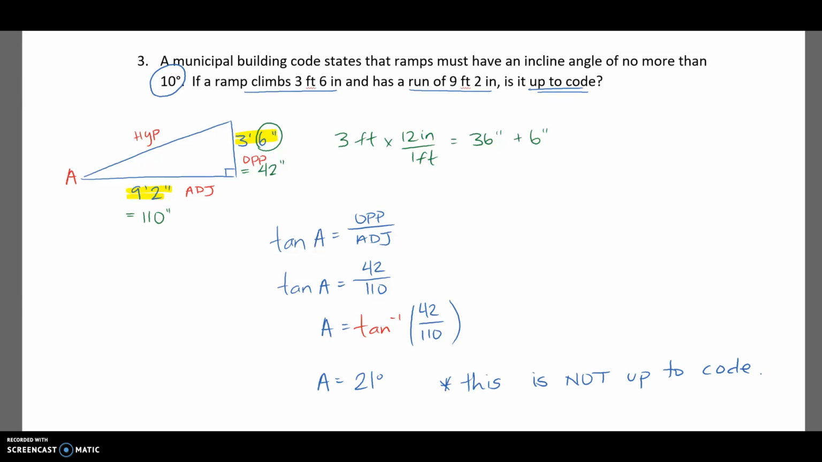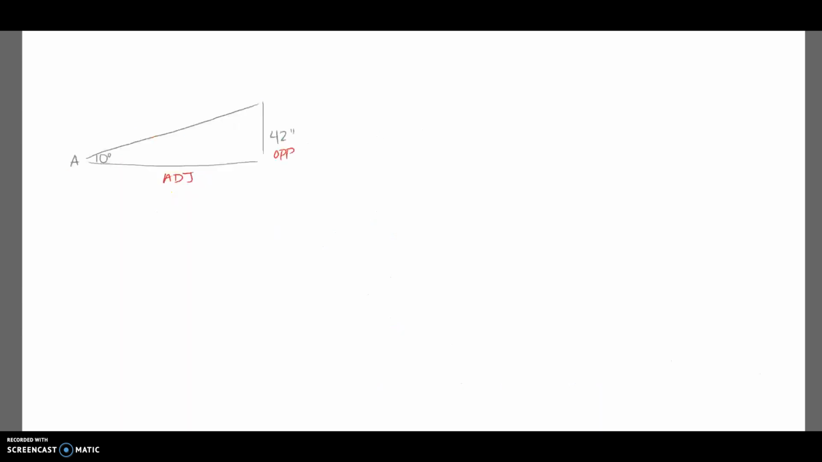Challenge yourself now and try and calculate. If we know we need a rise of 42 inches, what run would be needed to have only a 10-degree incline? So this is what we'll try and solve to answer that question. We know we want a 42-inch rise, and we can't have anything more than a 10-degree incline. So let's figure out our unknown run or our adjacent side. Again, we know the opposite side, we want to find the adjacent, so we'll use the tan function.